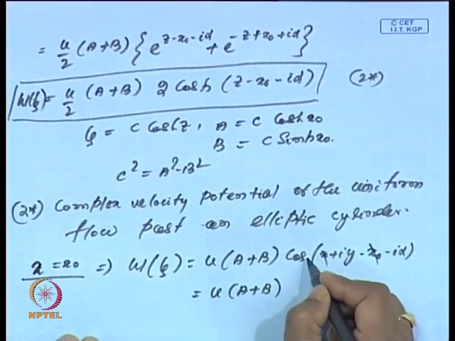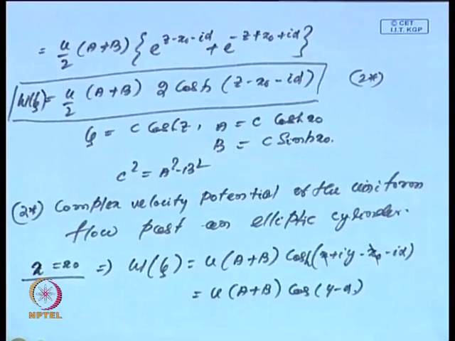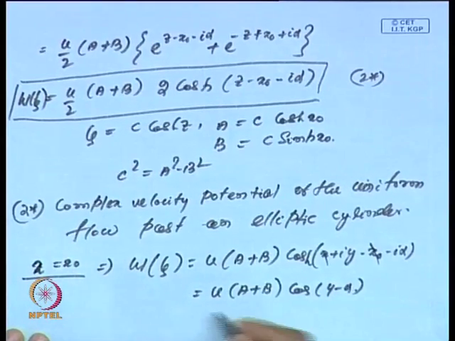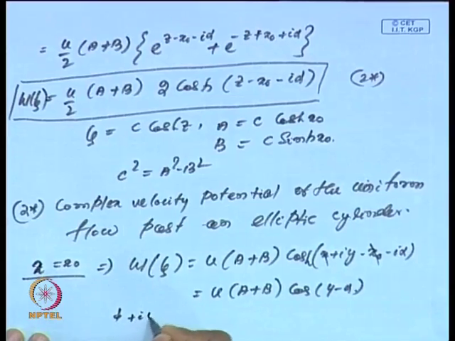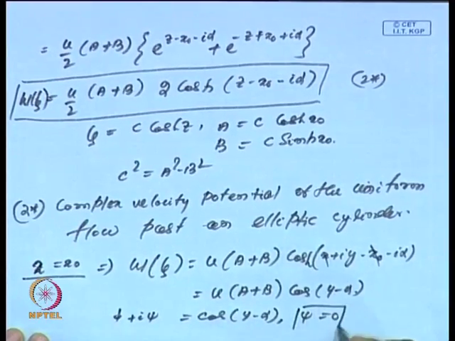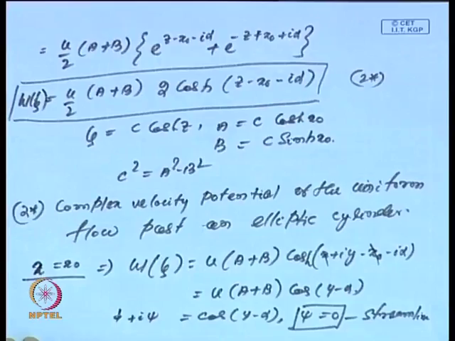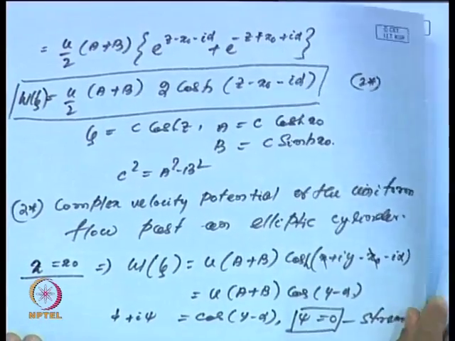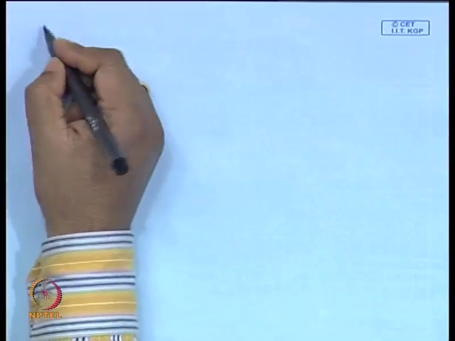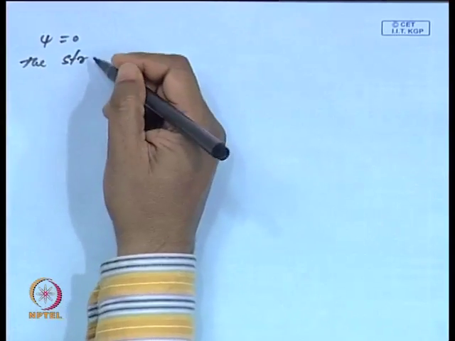So this is cos hyperbolic. This will be cos y minus alpha. So this represents, if w zeta is phi plus I psi, that is cos y minus alpha, that means psi is equal to 0, and this will give me a streamline. Psi is equal to 0 is a streamline, and this streamline, the line psi is equal to 0, is called a dividing streamline.